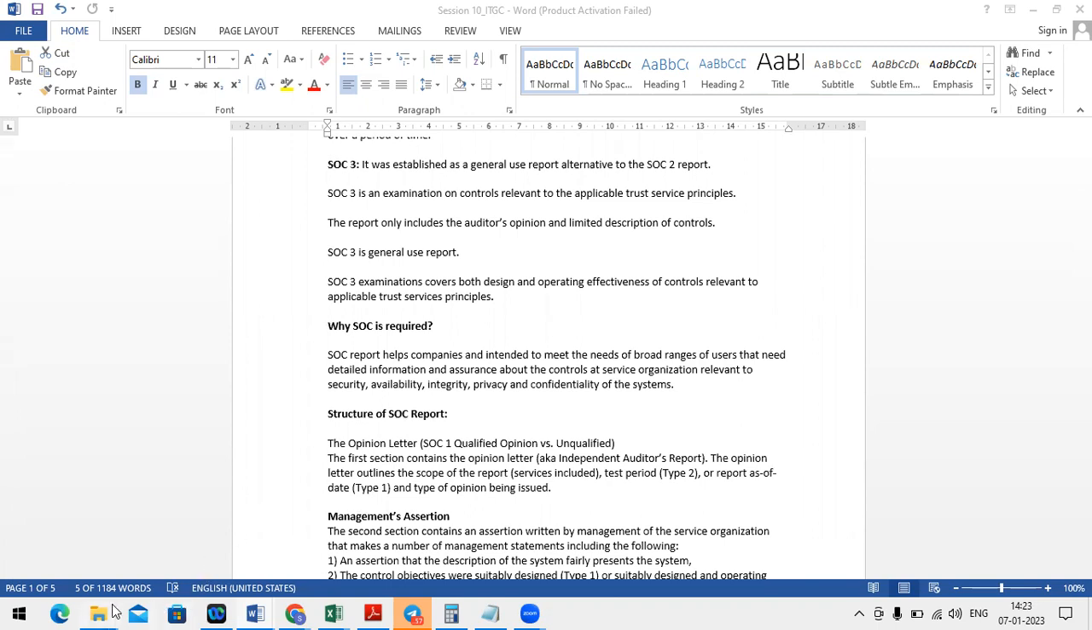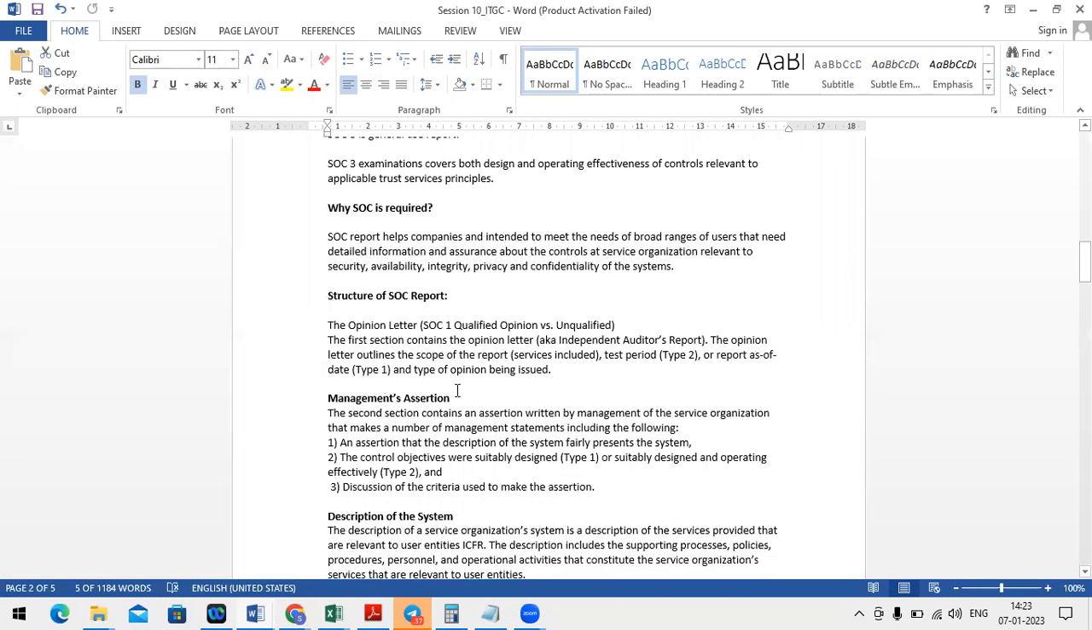The structure of a SOC report has 5 sections. The very first section talks about the independent auditor's opinion. Since the SOC report is being provided by the service organization's auditor, the very first independent opinion is from the auditor of that particular service organization. We call him a service auditor as well. He will provide his opinion on the report being generated, on the controls that are being tested at that service organization.